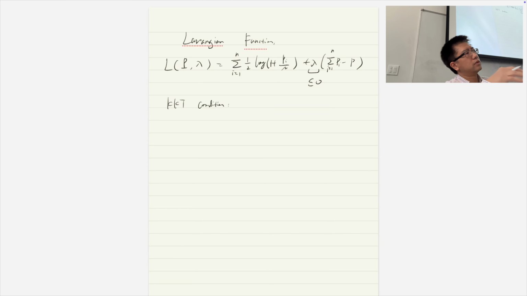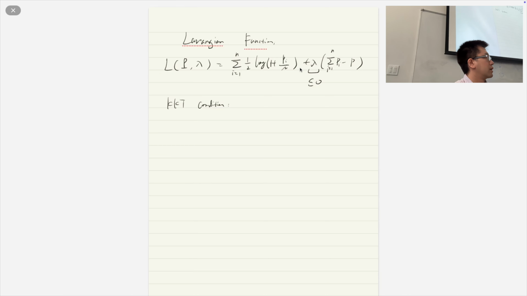Okay, so if you don't remember the KKT condition, it doesn't matter. As long as you know you need to write the objective function and then add the Lagrangian multiplier multiplied by this constraint, I think it'll be okay, right? Because now the only thing you need to do is to maximize the whole thing.